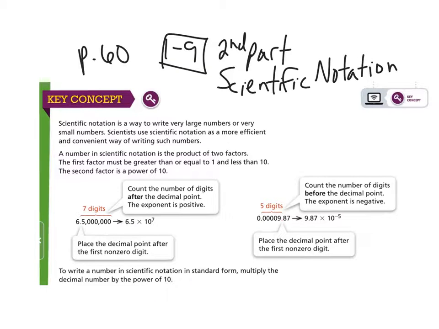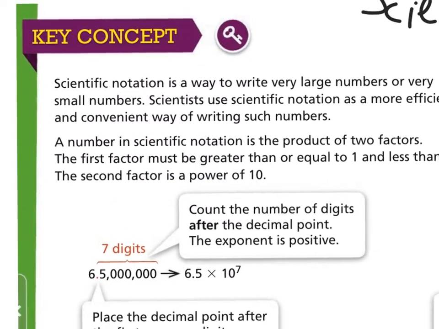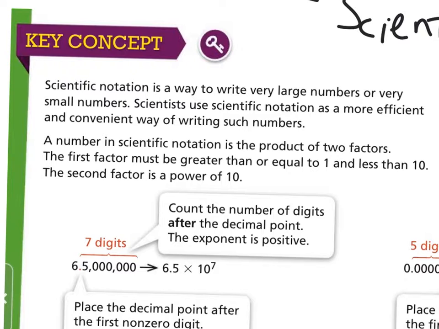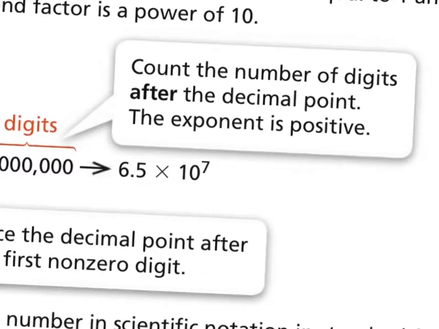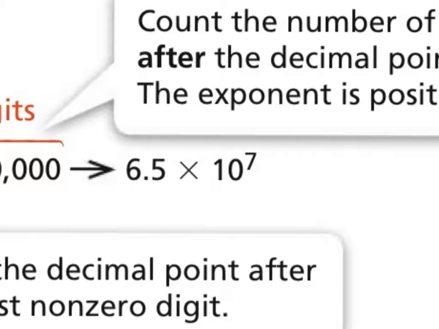Page 60, continuing lesson 19 on scientific notation. The key concept here mentions again that if we have really big numbers or really small numbers, we can use scientific notation as a condensed way of writing the numbers. Also, it makes it easier to compare numbers by looking at their exponents. And again, for scientific notation, we want just one number and then a decimal point times 10 to some power.